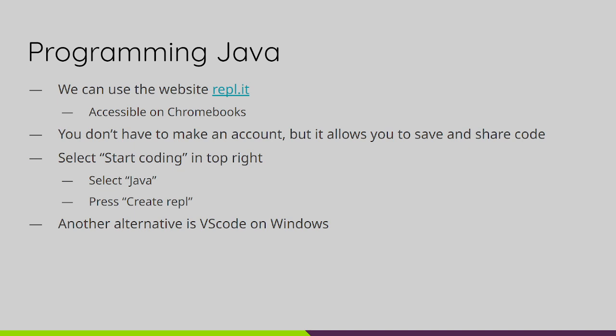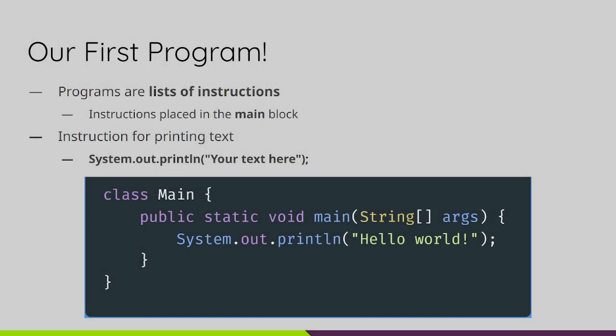To program Java, you can use Replit as an IDE to write your code, but you can also use VS Code on Windows, which I personally find is a lot easier. So here is an example program. We are creating a class, and within that class we have a single method, which when we execute the code, it'll run the command System.out.println hello world. This will just print out hello world to the console.